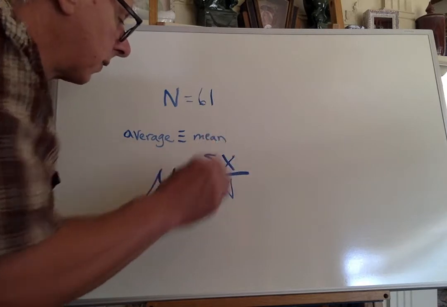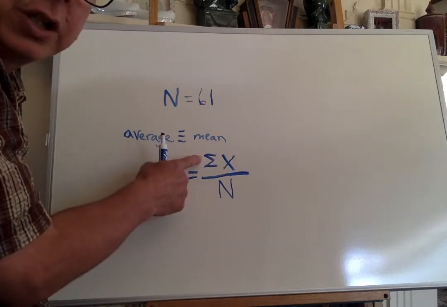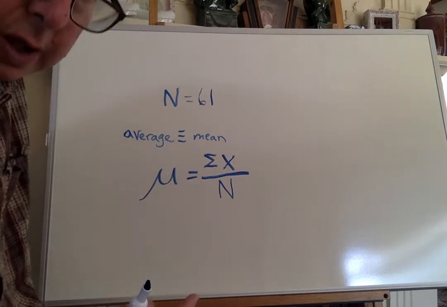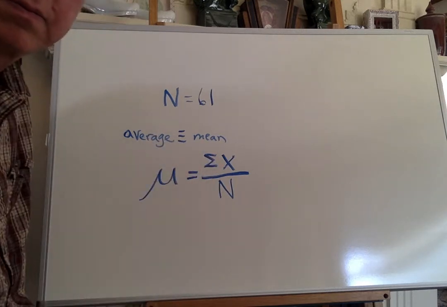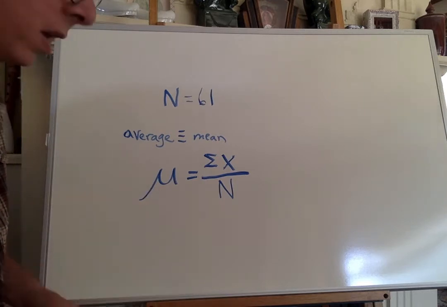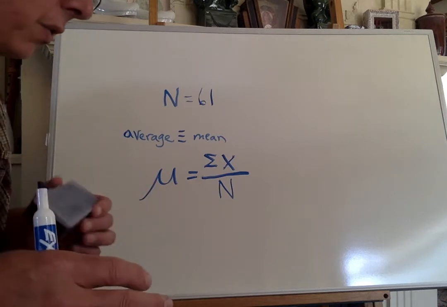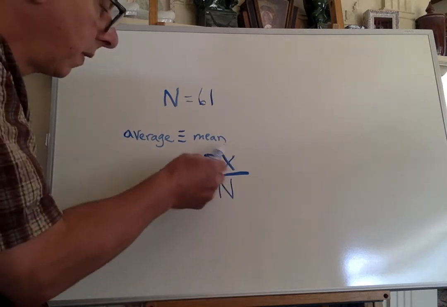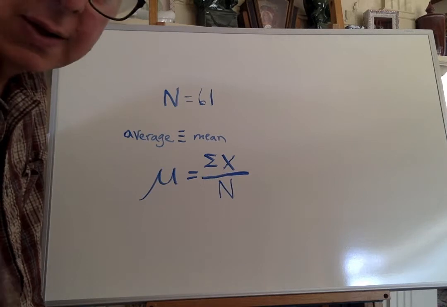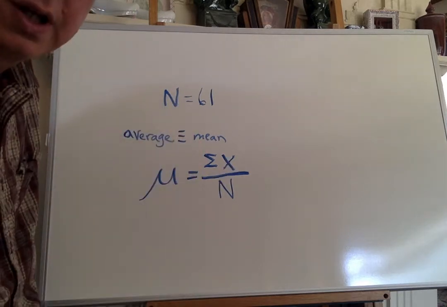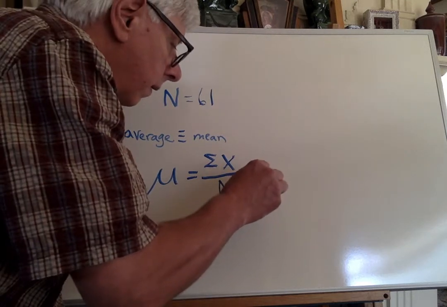Sigma X, okay? Now sigma is called the summation notation. The summation notation, okay? That means add up all the X's. Now whether we have 61 or 12,000 or 27 or 4 or 4,800, this is our generic formula. Add up all the x's. So in our case, we're going to take our 61 numbers and add those together, and then divide by the number of numbers.